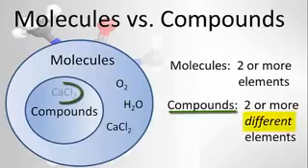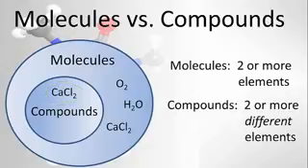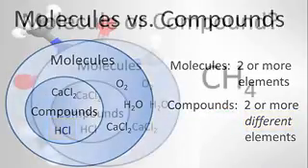So we'll have something like CaCl2, where we have calcium and chlorine, so those are different elements. That makes it a compound. It's also a molecule. And then HCl, we have a hydrogen and a chlorine. Two different elements, that makes it a compound, and again, it's also a molecule.